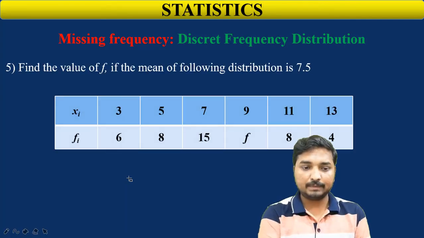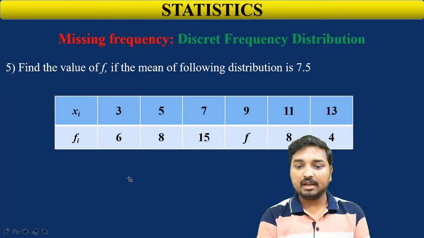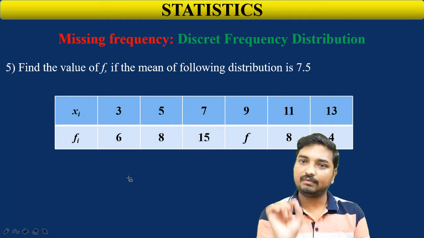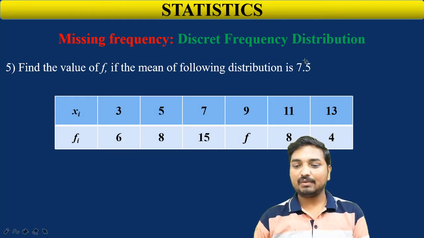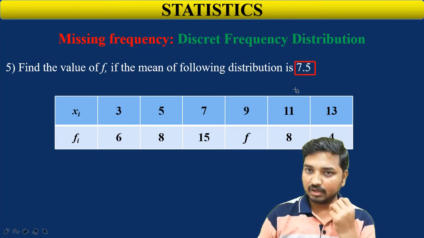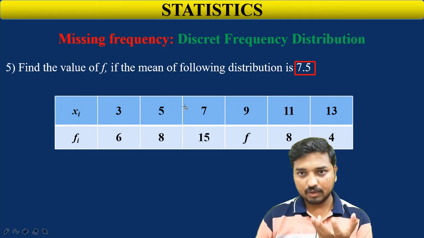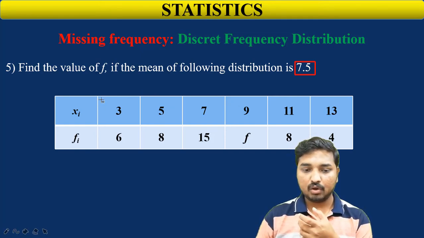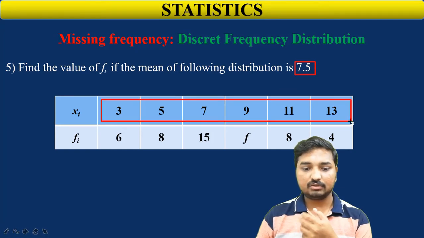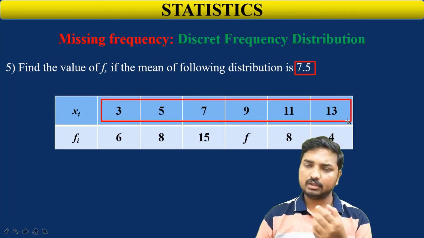This is the fifth question. Find the value of f if the mean of the following distribution is 7.5. So the mean is already given to you. Look here, mean means x bar is 7.5, it is already given. The table is also given to you. In the first column all the xi's are given. He is not going to miss anything in the first column. Even if he missed one number in the xi column, we can find that out.